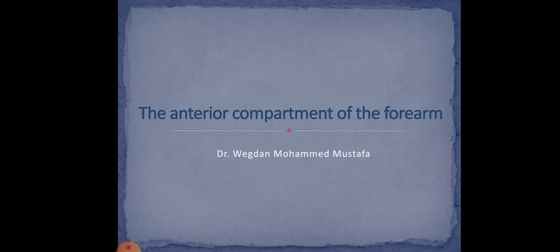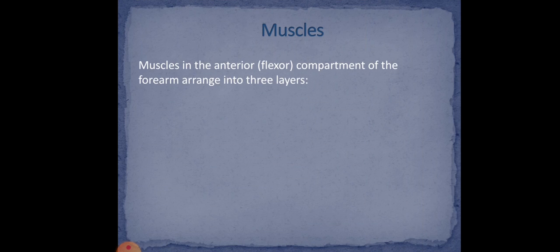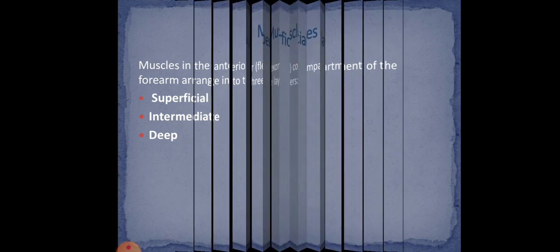Let's move to the forearm. The forearm is divided into two compartments, anterior compartment and posterior compartment. The anterior compartment of the forearm: the muscles here are divided into three layers: superficial layer, middle layer, and deep layer.